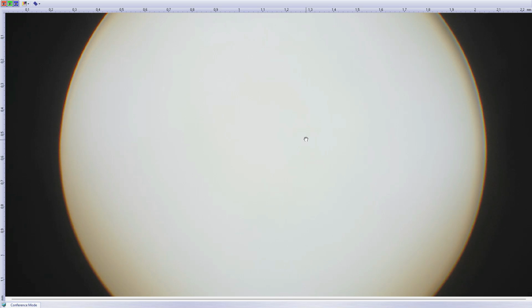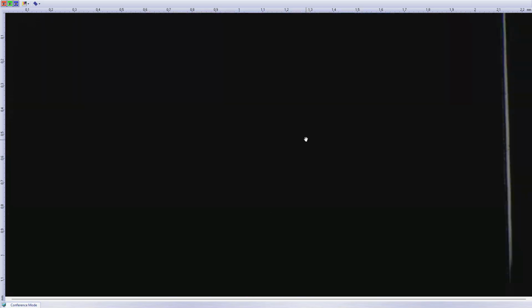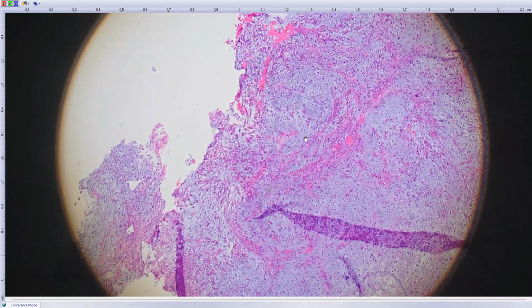Another case is an elderly patient with a tumor on the foot. So we have this relatively small sample composed of this myxoid tumor.